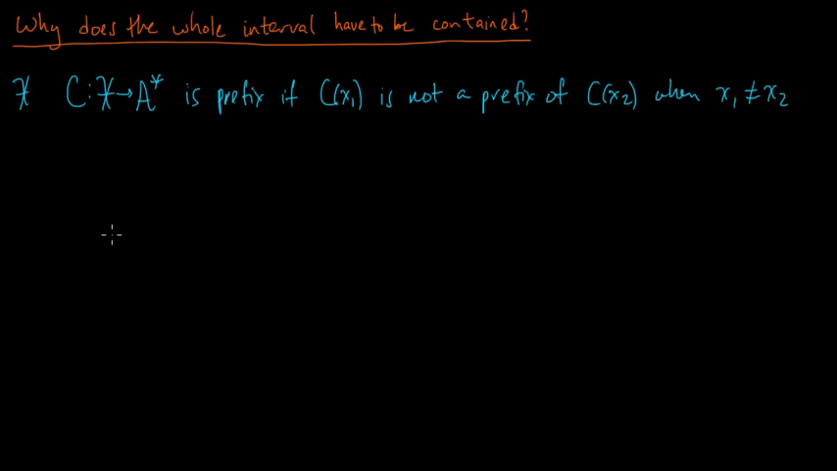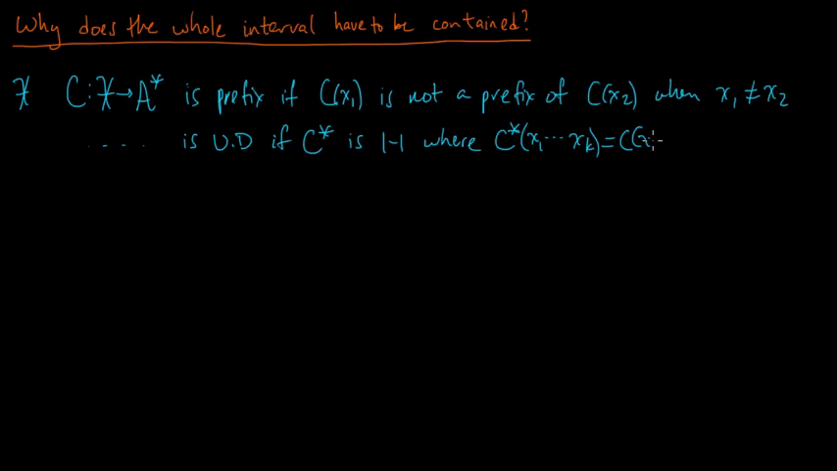And likewise, we defined unique decodability. We said that this thing is uniquely decodable if the map C star, the extension of C, is a 1-to-1 map, an injection, where C star was this extension: the encoding of a sequence of source symbols is the concatenation of the code words. So that's just a little reminder of what we meant by these before.